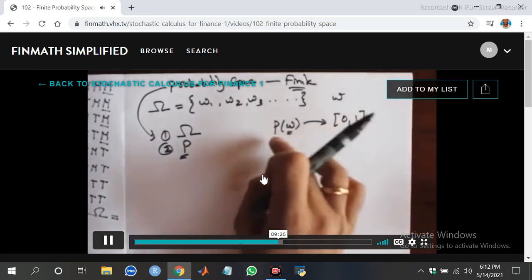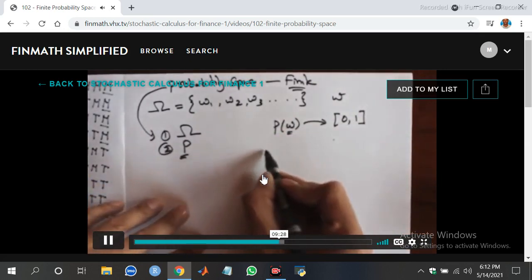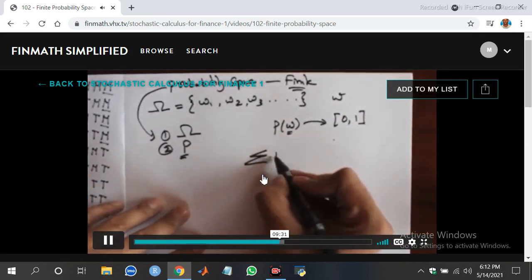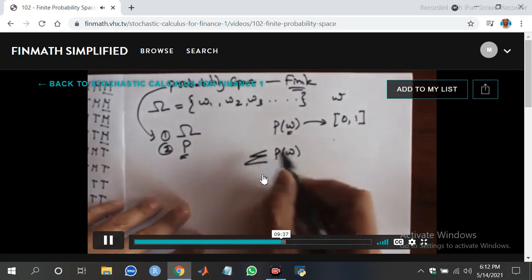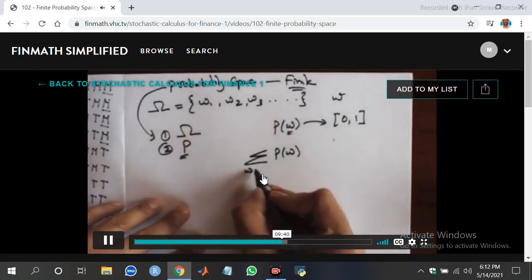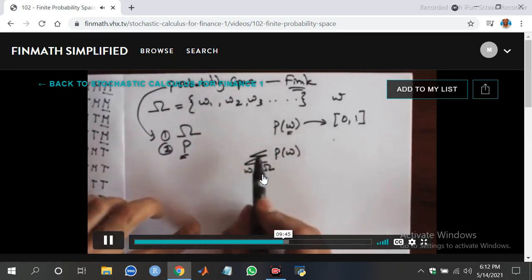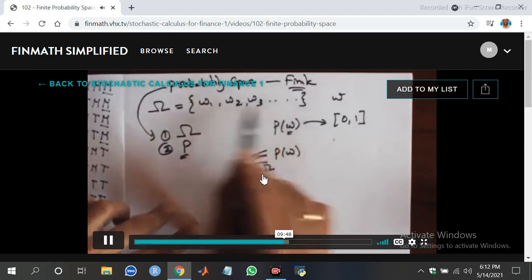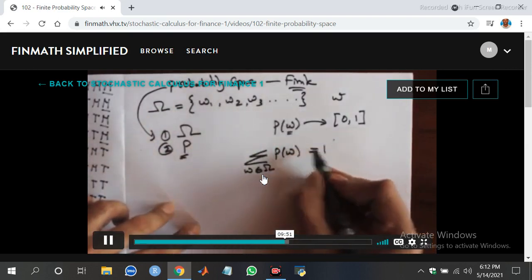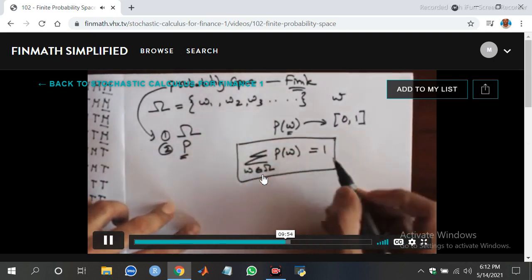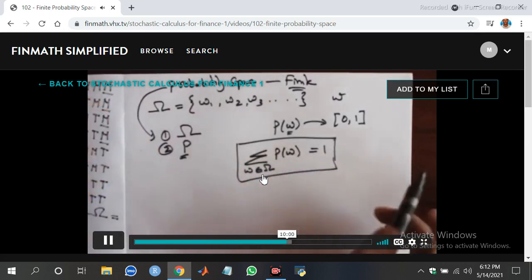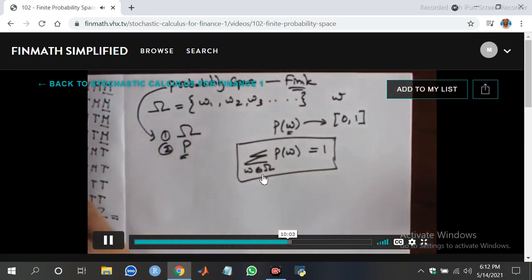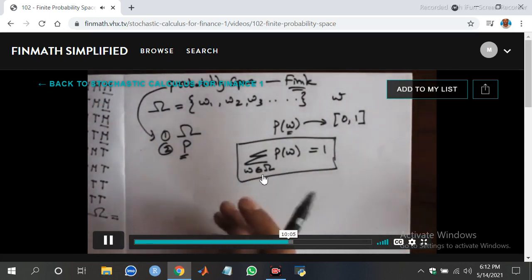Now obviously we need to constrain this function a little bit, so we further define the following. We say that if we sum the probabilities of outcomes of our sample space, where omega ranges over the entire sample space, so we're taking a sum of probabilities of each and every outcome in our sample space, that should equal 1. In other words, if we sum the probabilities of each individual outcome, that should be equal to 1.